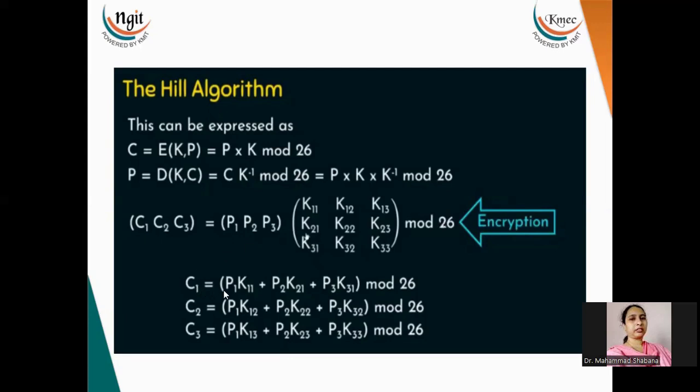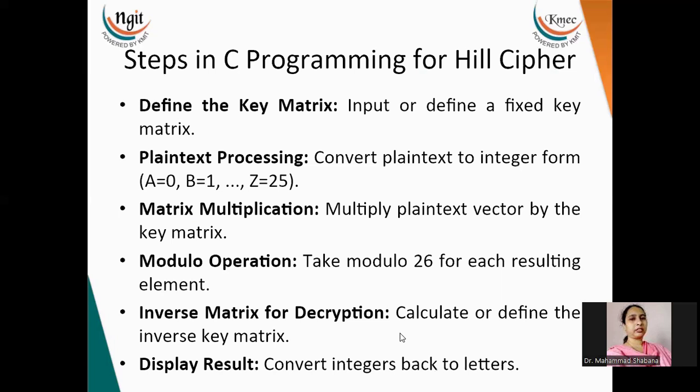For C1, we take P1 into K11 plus P2 into K21 plus P3 into K31, mod 26. In the same way, C2 and C3 are computed from the plain text blocks P1, P2 and P3 with the corresponding columns of the key matrix, multiplying with mod 26.